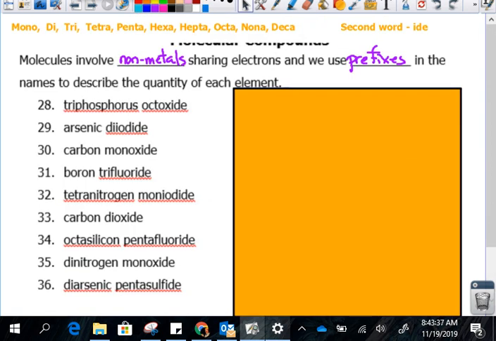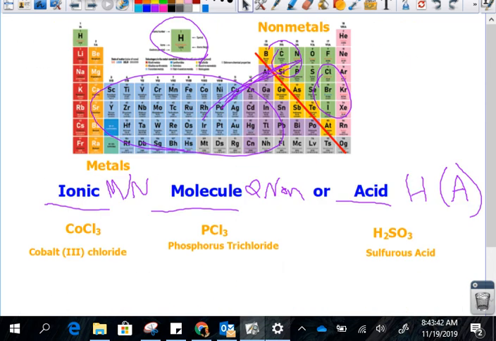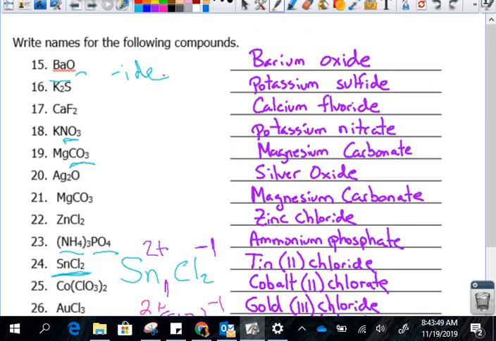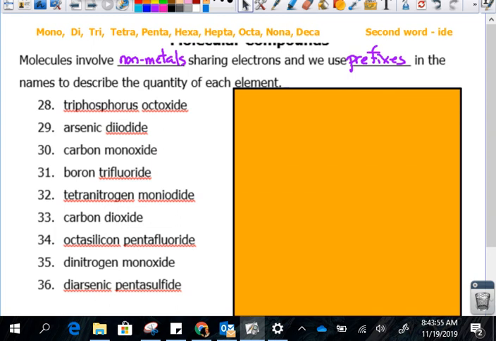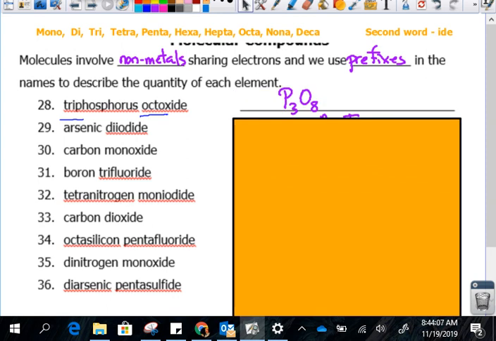Okay, we have switched categories. We are now on the molecule side. Remember, molecules are two non-metals. These are actually way easier to do. They have prefixes in the name, mono, di, tri, tetra, and those prefixes tell you how much of each element is there. So triphosphorus and octaoxygen would be 3 phosphorus, 8 oxygen.